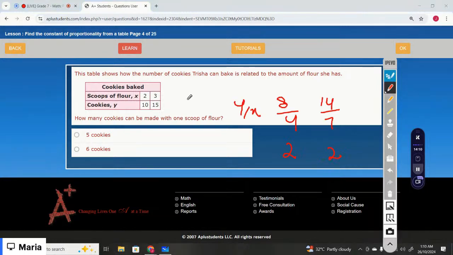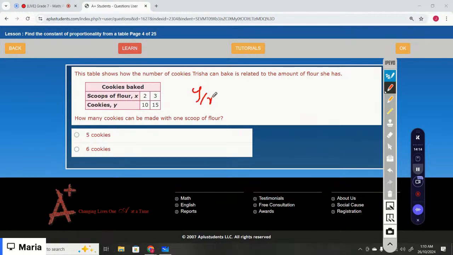You have to do y by x, right? So y by x is 10 over 2 and 15 over 3. So which is the correct option? That is, 2 times 5 is 10 and 3 times 5 is 15.